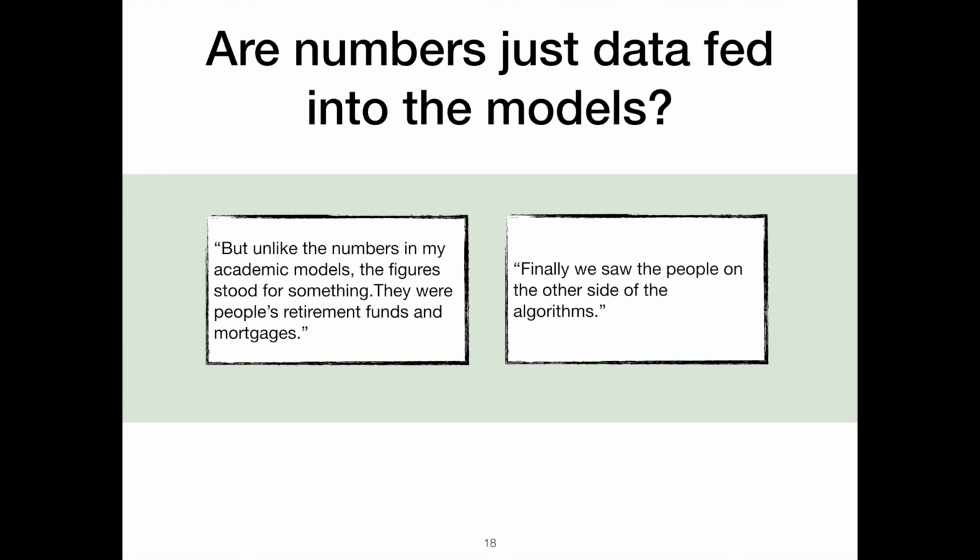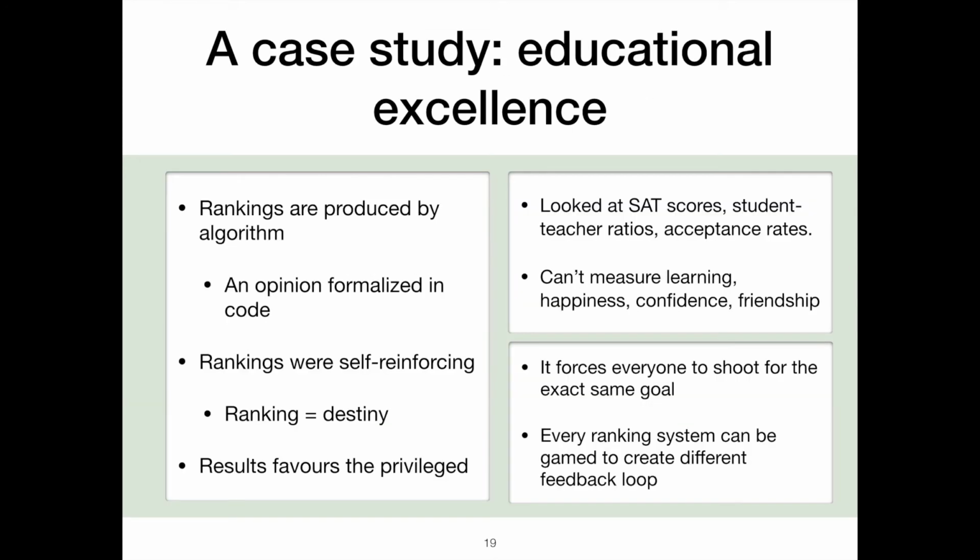Again, she's referring to her experience in the finance industry, where she states that the numbers she was using to create her models were in fact people's retirement funds and mortgages. That's why she says finally everyone realized that there are people on the other side of the algorithms. So in this specific case, she talks about rankings performed for educational excellence. These rankings are produced by an algorithm which is basically an opinion formalized in code. And the rankings are self-reinforcing, meaning that a college ranked badly would lose more reputation, and conversely it would favor the privileged.